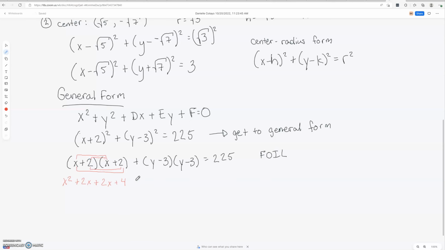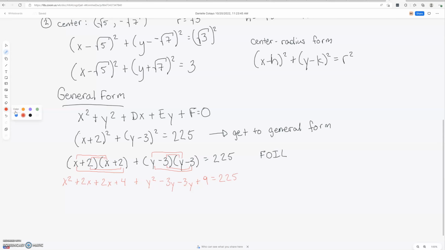Okay, I'm going to do the same thing with my y minus 3 times y minus 3. So y times y is y squared. Negative 3 times y is minus 3y. y times negative 3 is minus 3y. And then negative 3 times negative 3 is plus 9. And that all equals 225.